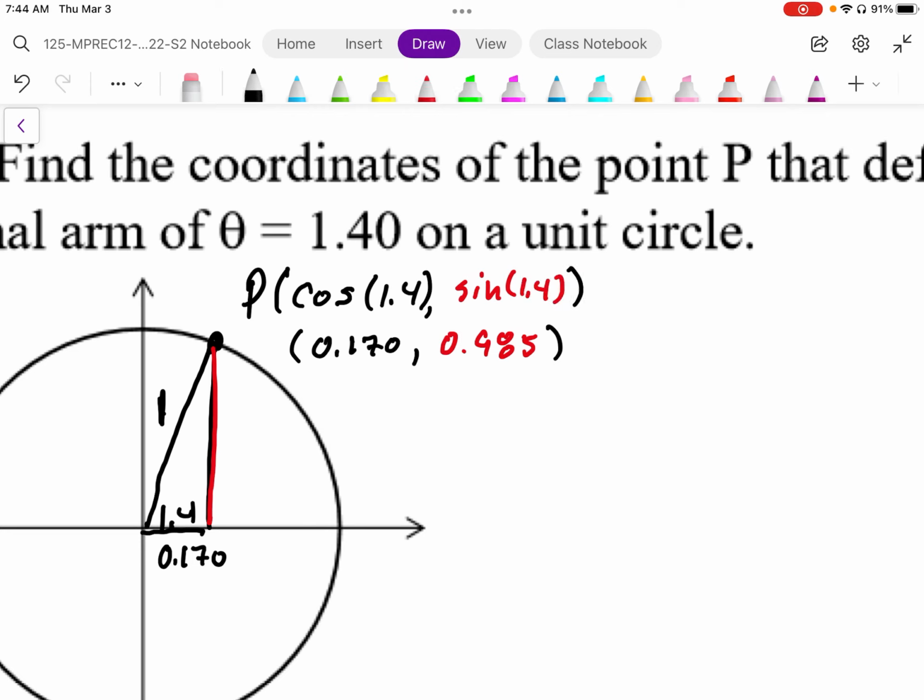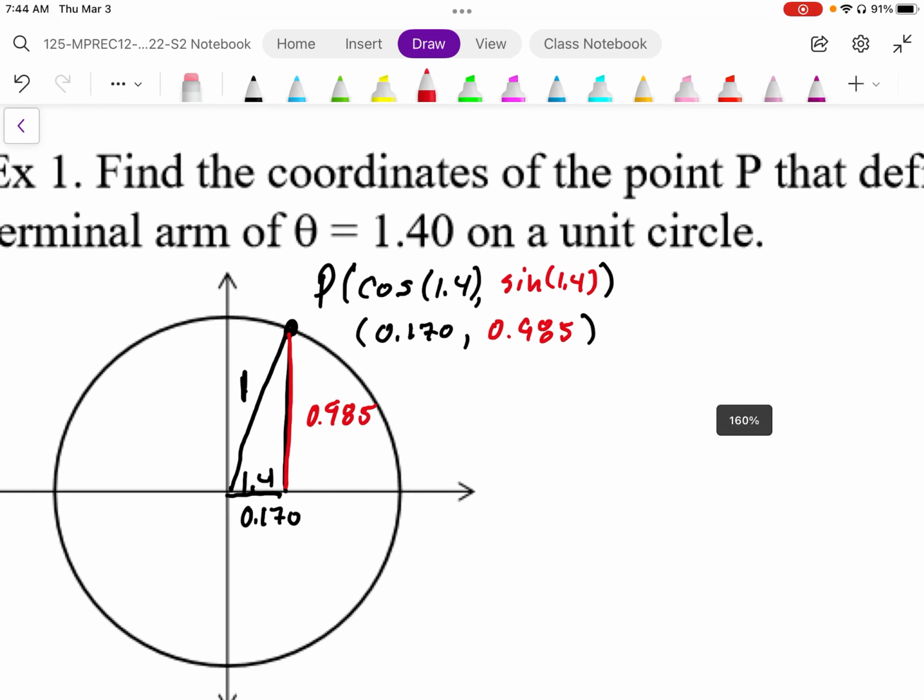So what I've then done is I'm now using the sine and cosine ratios as actual lengths in a triangle. And when we have a unit circle, we can just say that the cosine value is the x coordinate of the unit circle. The sine value is the y coordinate in a unit circle.